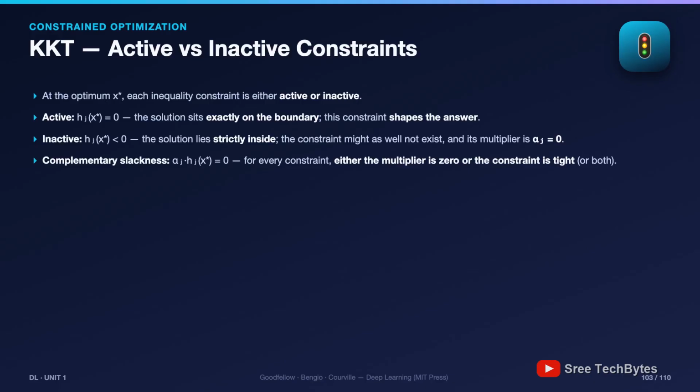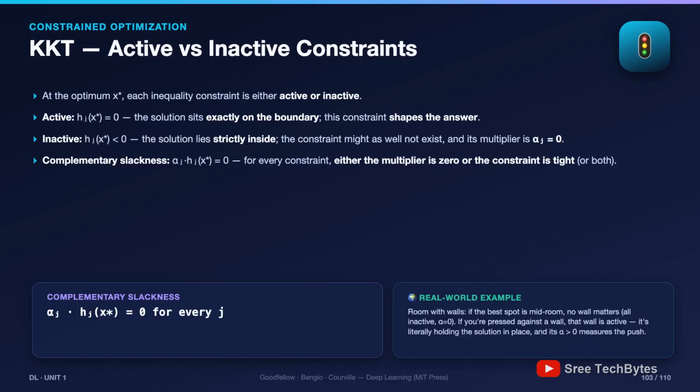Those two cases compress into one elegant equation: complementary slackness, alpha times h equals 0 for every constraint. Either the multiplier is 0 or the constraint is tight. A wall you're not touching exerts no force. And the SVM loop closes perfectly. The support vectors that name the algorithm are exactly its active constraints, the data points pressed against the margin.